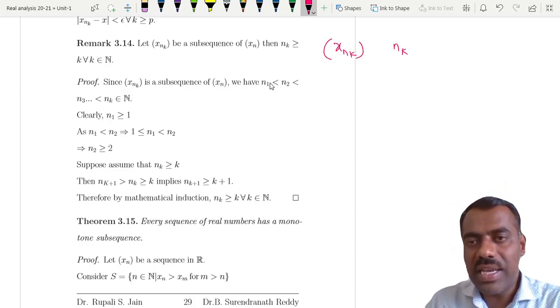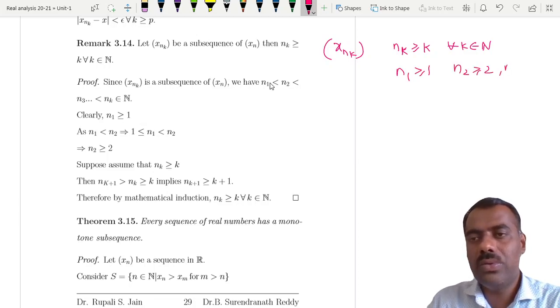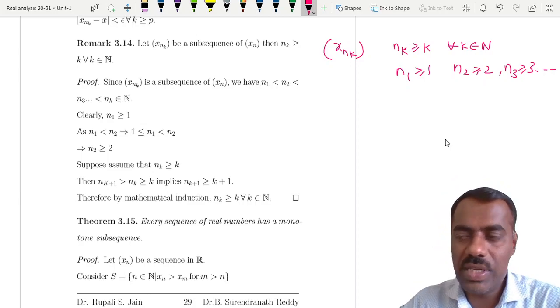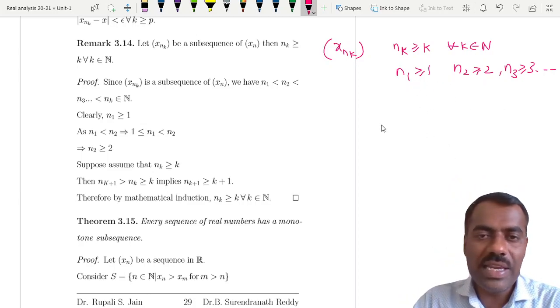Then this index, if you call it nk, is always bigger than or equal to k for every k belonging to N. That means n1 is at least 1, n2 is at least 2, n3 is at least 3, and so on. In the last class we already explained this using the well ordering principle, by having a least element property.